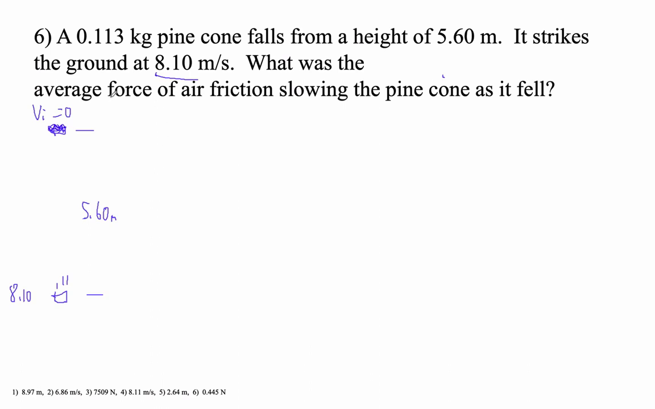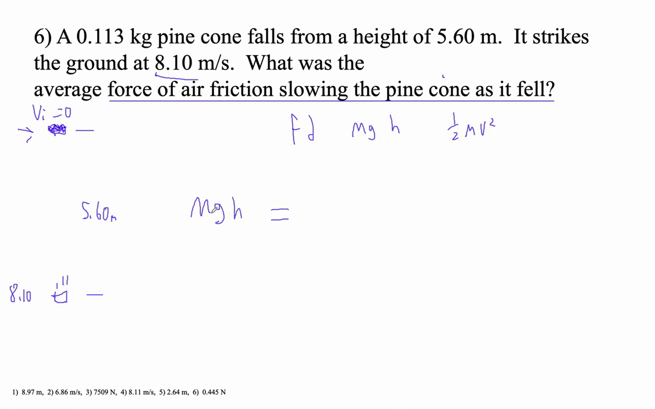But then it says, what's the average force of air friction slowing the pine cone as it falls? So again, the things we can know: force times distance, mgh, and 1/2 mv squared. On the left side of the equation, I'm going to argue that it only has potential. There's no force speeding it up. It's not moving. It's only mgh, okay?